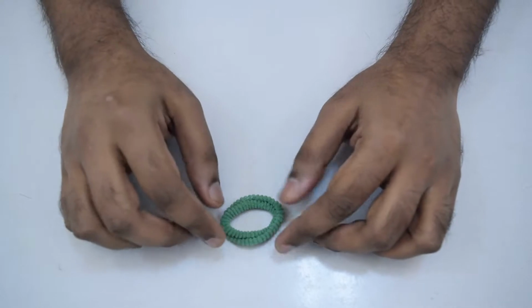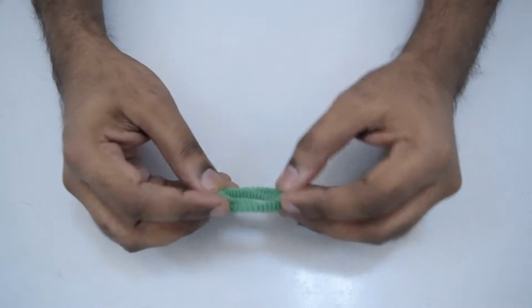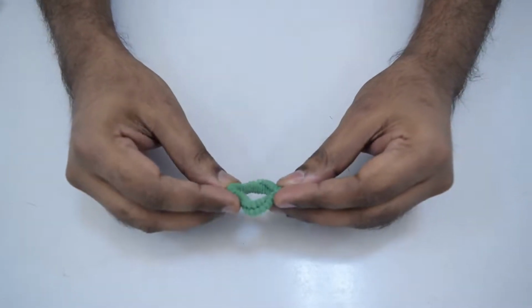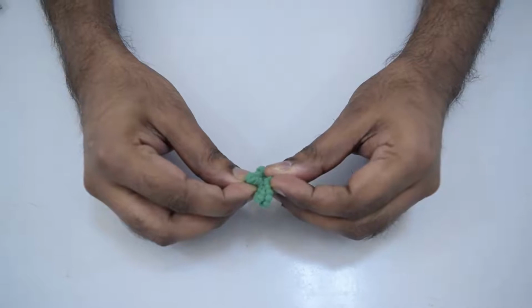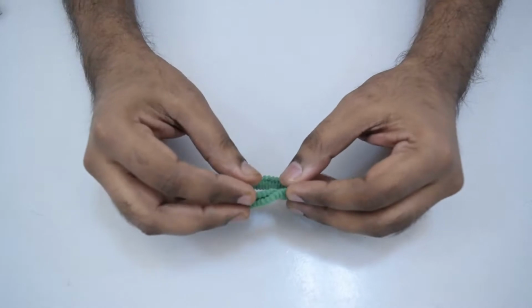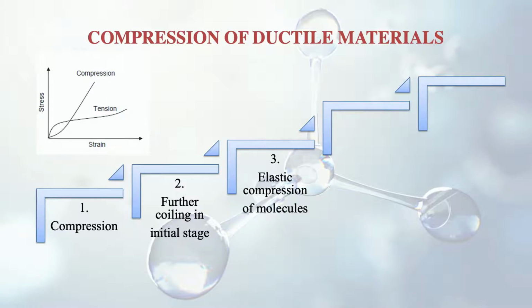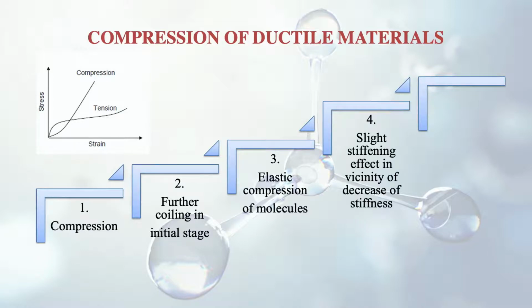Okay, I am giving you a demo about this rubber band, how it is acting on application of the compressive stress or compressive load. See, I am pushing it like this. What is happening? It is coiling up, like it was said earlier in the lecture. In compression, further coiling in the initial stage will happen, and then after this coiling, elastic compression of the molecules will take place. Then a slight stiffening effect will happen, in the vicinity of the decrease of stiffness, and further the stiffness will increase.